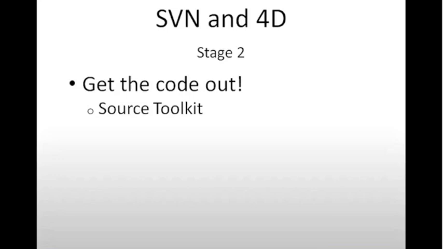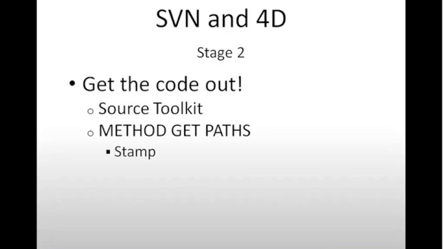So what are the benefits, or how do we do that? There's a Source Toolkit method called METHOD GET PATH. This returns a path to every method in the database. More important than that, METHOD GET PATH also gives you a stamp. If I call that and pass in 0 as the stamp, I get every method in the database, but I also get the latest stamp. And then I can export all those methods to disk.